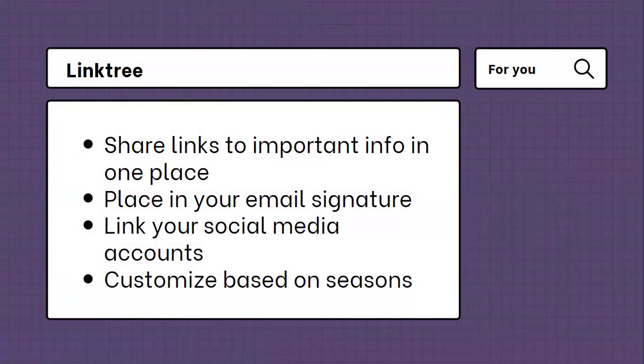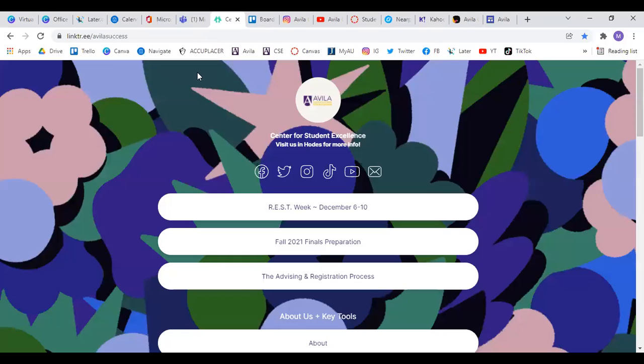You can link it to your social media accounts if you have social media for your area, and then you can customize it based on different seasons, and seasons as in, throughout the school year. What's relevant right now in December may not be the same thing that was relevant in August or in May or whenever. So you're able to really customize it and add whatever information and change information based on what you're needing. So this is our Center for Student Excellence Linktree. So you can find it at linktr.ee/AvilaSuccess, which I don't know why they chose to put the period there, but that's not my thing.